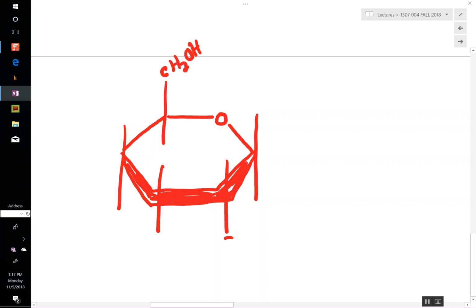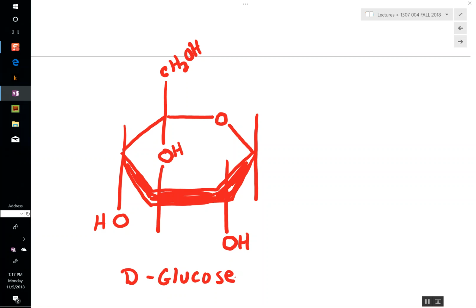For D-glucose, there's going to be an OH down here below. There's going to be an OH here above and an OH down here. This is D-glucose. Okay, what about carbon number 1? Carbon number 1 has an OH group on it. Now what you need to figure out is whether you made alpha D-glucose or beta D-glucose.